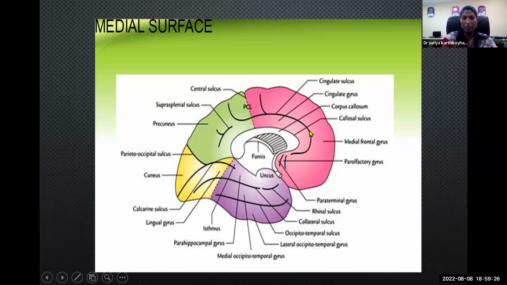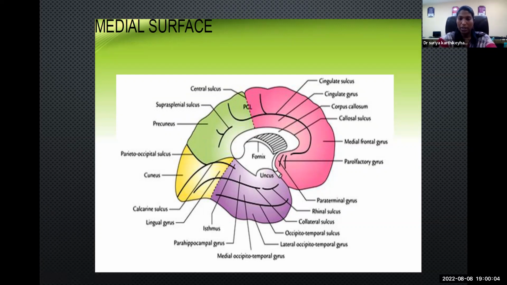What are the important sulci on the medial surface? First is, what is this? Cingulate. And then this is suprasplenial. Then this one is the extension of the parieto-occipital sulcus. Then we have the calcarine sulcus, and then the collateral sulcus. This is the rhinal sulcus, and this is occipito-temporal. Cingulate, suprasplenial, parieto-occipital, calcarine, collateral, rhinal, and occipito-temporal sulcus. These are the important sulci on the medial surface.